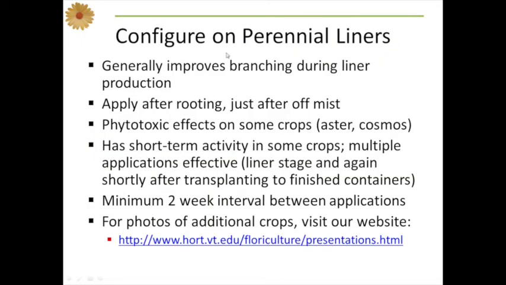Just a summary on perennial liners for Configure. You will get an improvement in branching. I recommend that you do apply it after rooting, just after the plants come off of mist. We have tried earlier applications, and yes, we can reduce rooting, we can reduce root growth. Typically, if we apply it late in the rooting stage, those plants will grow out just fine, but we have seen a significant reduction in rooting if you apply it earlier than the time the plants come off mist.